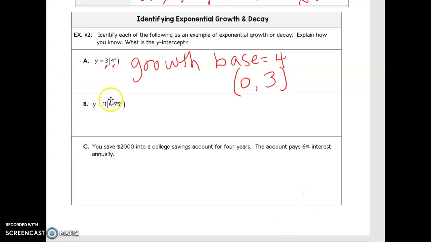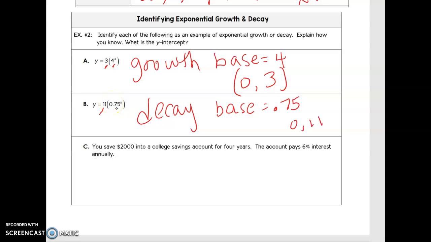Okay, let's look at b. Right here is how we decide, is it going to be growth or decay? Hopefully you're saying decay because it's less than 1. So we know our base is 0.75 or 3/4. And then our y-intercept, we're looking at this number right here. So our y-intercept is going to be 0, 11.